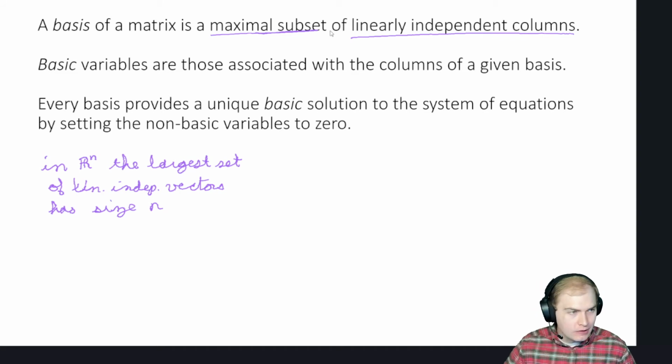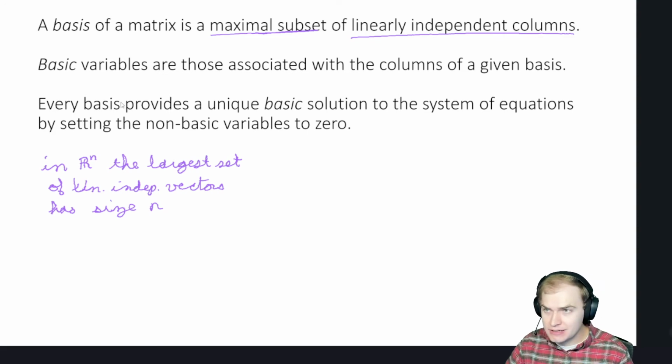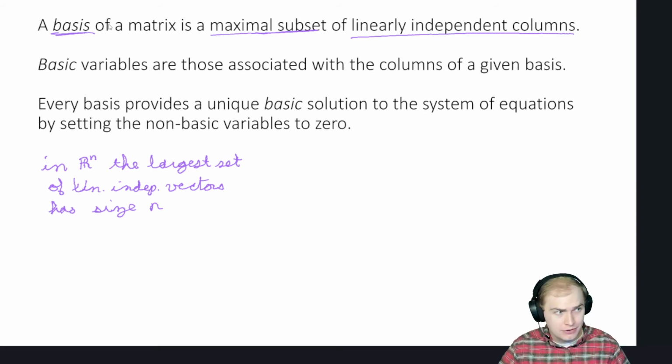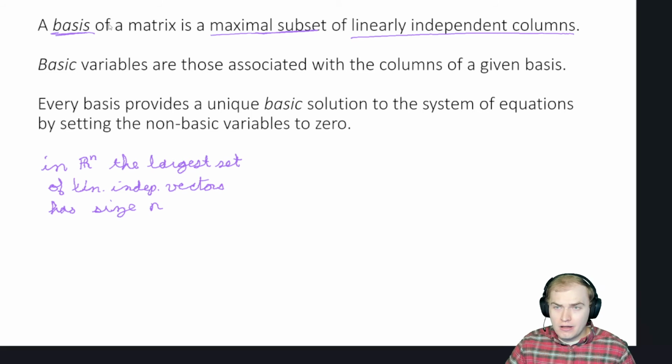And thus invertible. So we're going to use the idea of a basis a lot in the upcoming week and a half or so. And in fact, we're going to assign our variables to bases, which is the plural. We say that a variable is basic if it's associated with a column of a given basis.